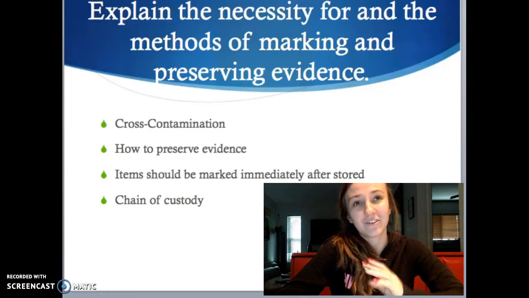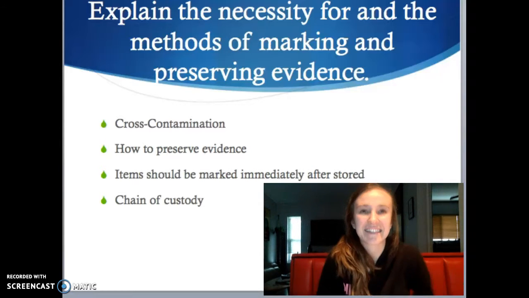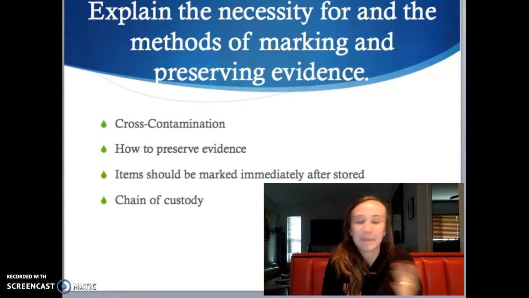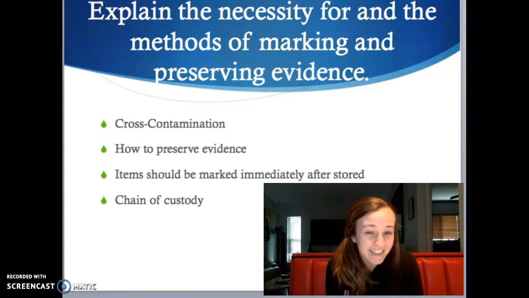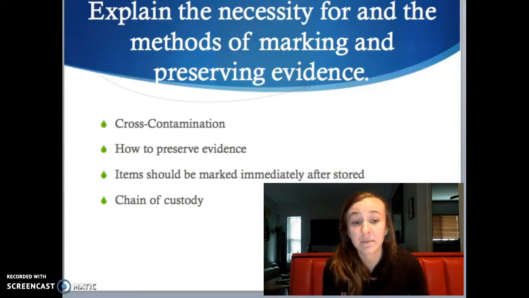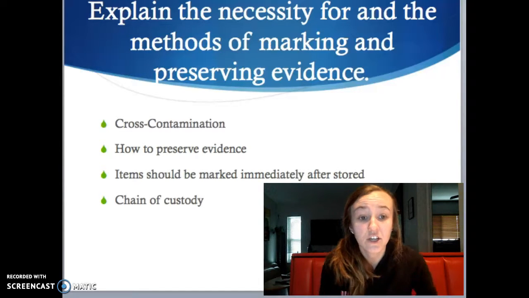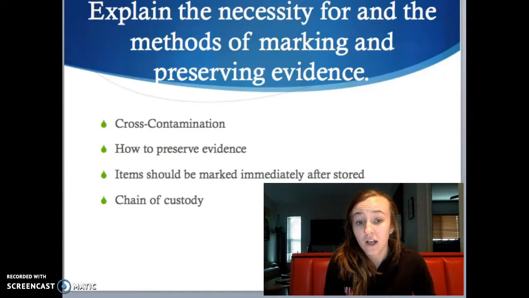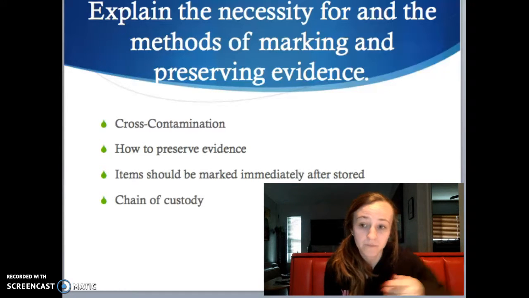It should be marked immediately after it is taken in, so that it can be admissible in trial with the chain of custody, which is where I was going next. Any person that comes in contact with a piece of evidence needs to be logged in the chain of custody so that there is no part of it that can be made inadmissible in court.